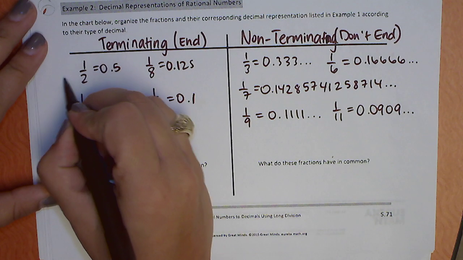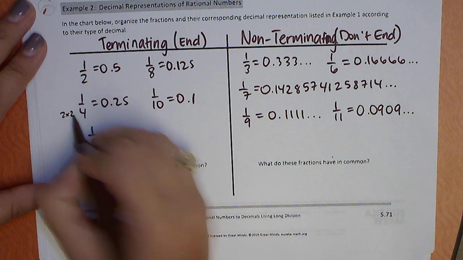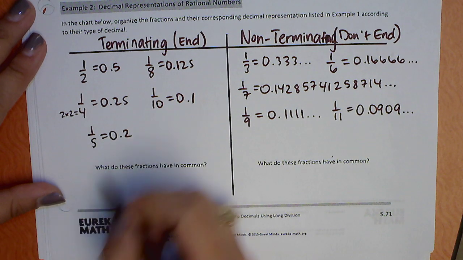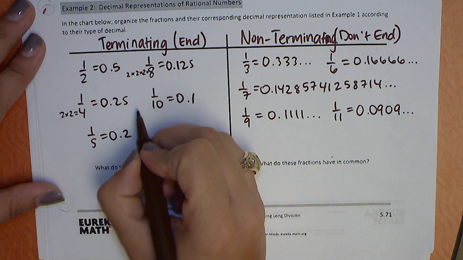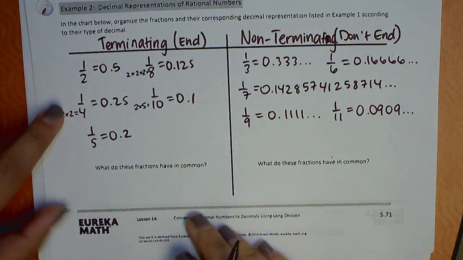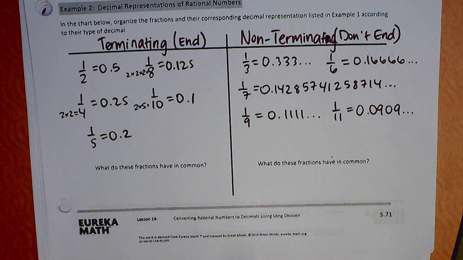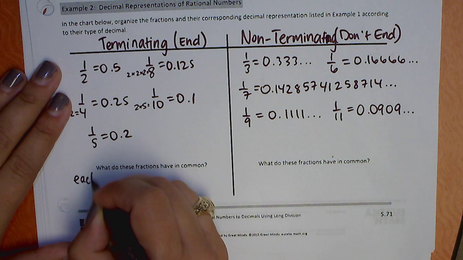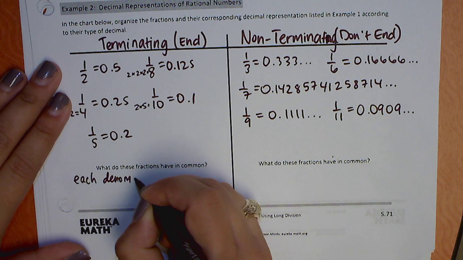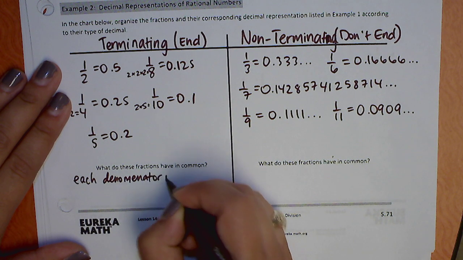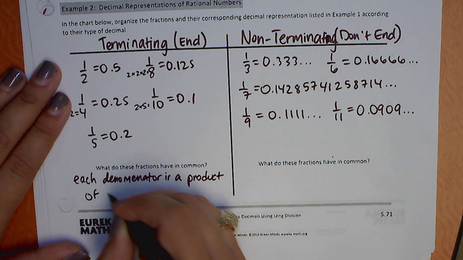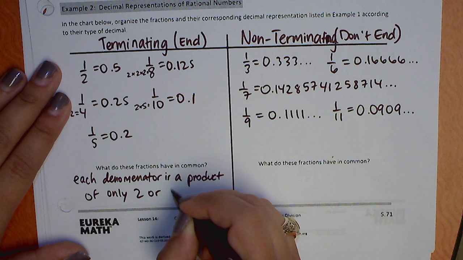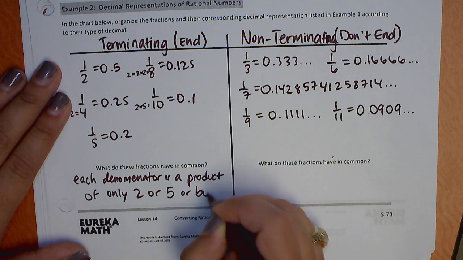So 2 is just 2, 4 is 2 times 2, 5 is 5, but 8 is 2 times 2 times 2, and 10 is 2 times 5. So all of these denominators can be found by multiplying by either 2 or 5 or both. Write this down. Each denominator is a product of only 2 or 5 or both.